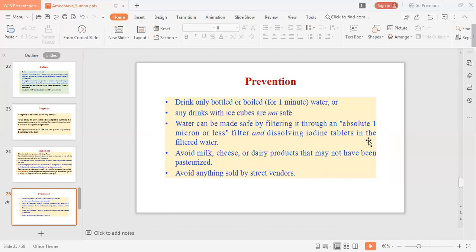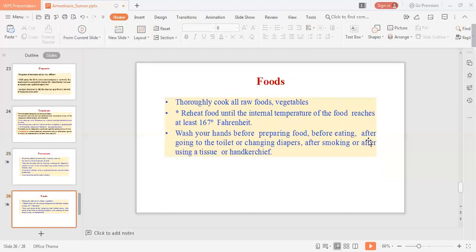Water can be made safe by filtering, and the filter pore must be 1 micron or less. If that is not possible, by dissolving an iodine tablet, simple filtered water can also be taken as drinking water. You must avoid milk, cheese, and dairy products that may not have been pasteurized. So always eat pasteurized milk, cheese, or other dairy products. Avoid anything sold by street vendors because hygiene is not properly maintained there in most cases.